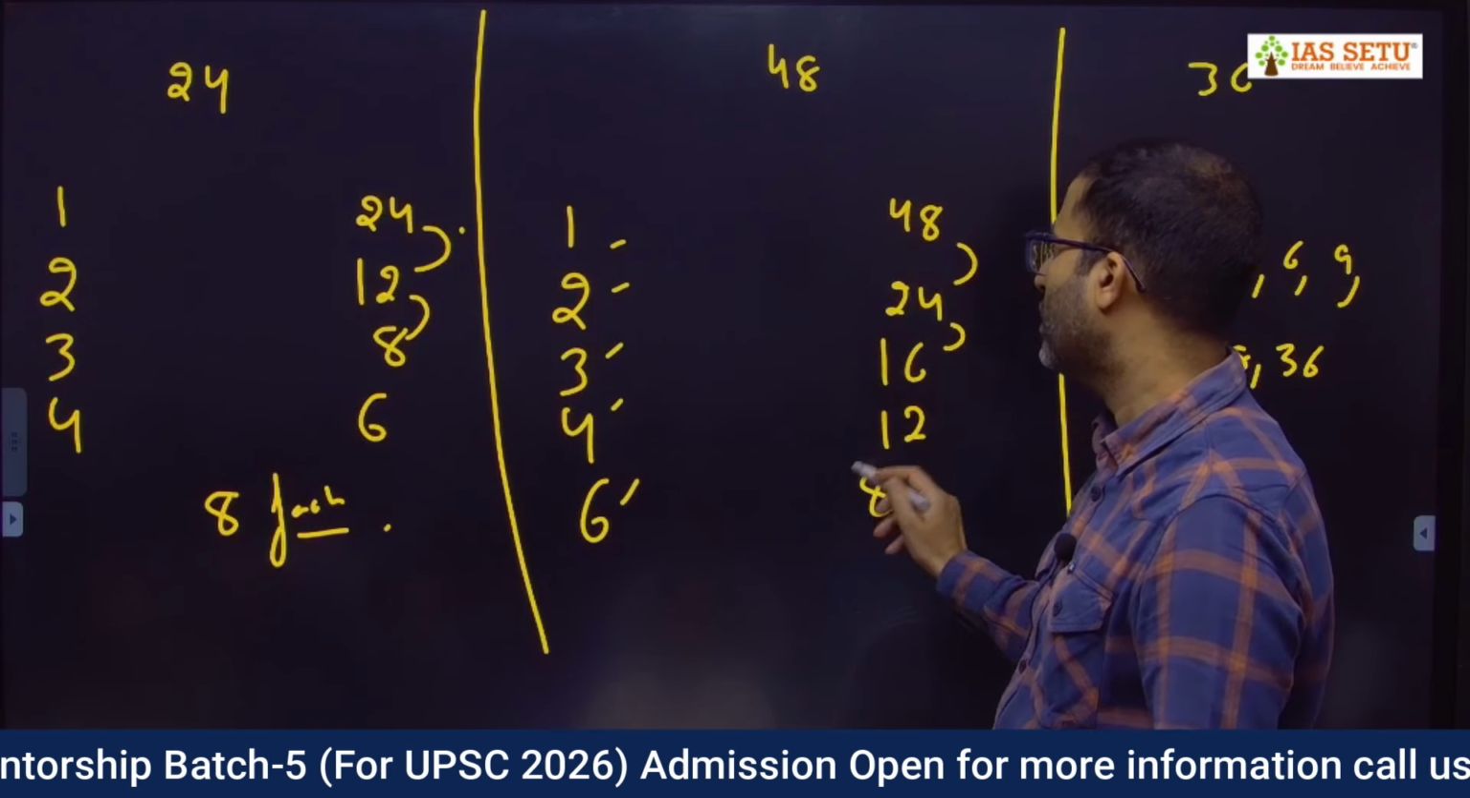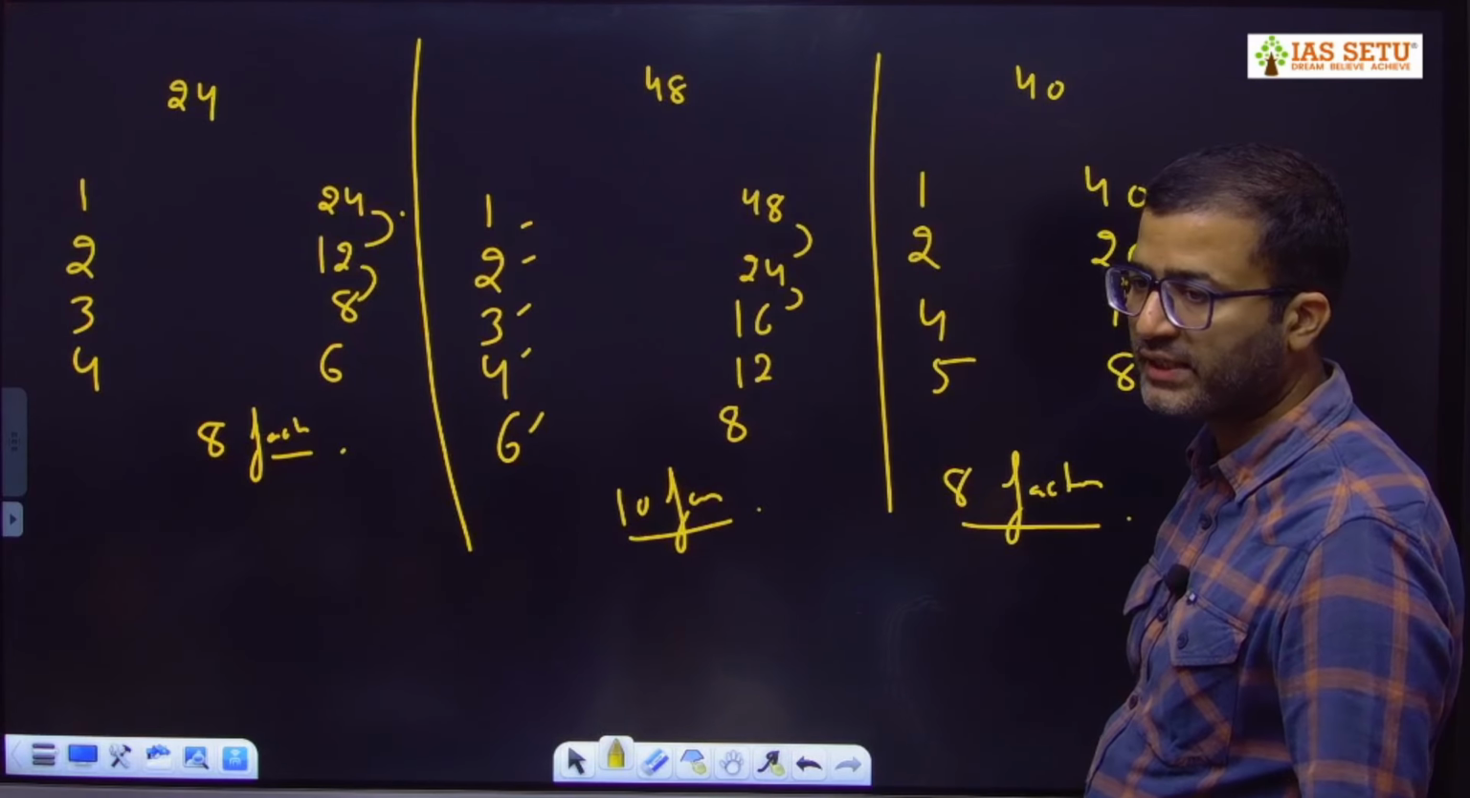Now 40. Let us check the factors of 40 by using this pair concept. 1 makes a pair with 40. 2 makes a pair with 20. Is it divisible by 3? No. 4 makes a pair with 10. 5 makes a pair with 8. Is it divisible by 6, 7? No. So it is 4 plus 4, 8. 40 has 8 factors.